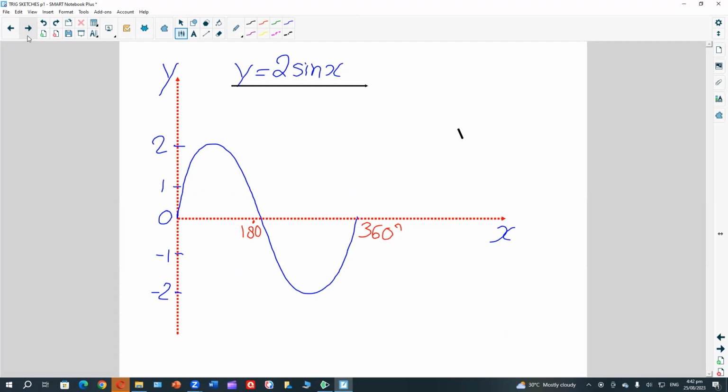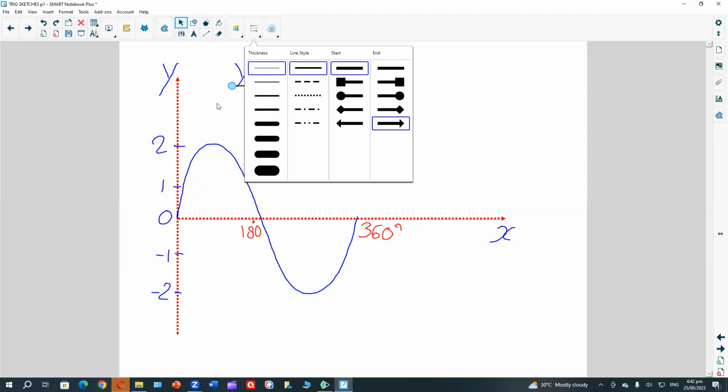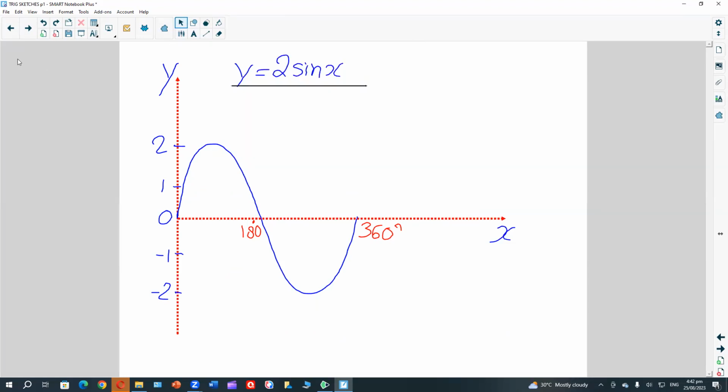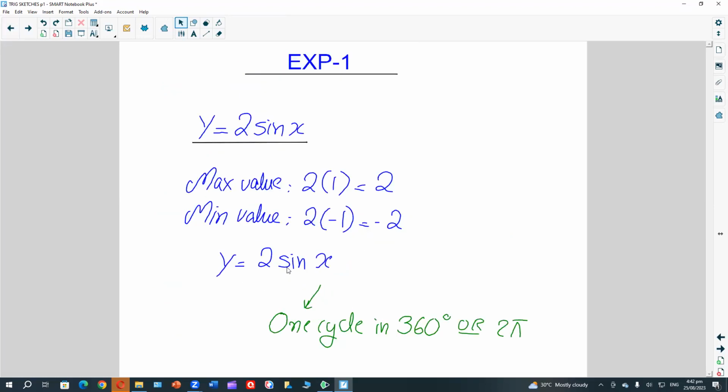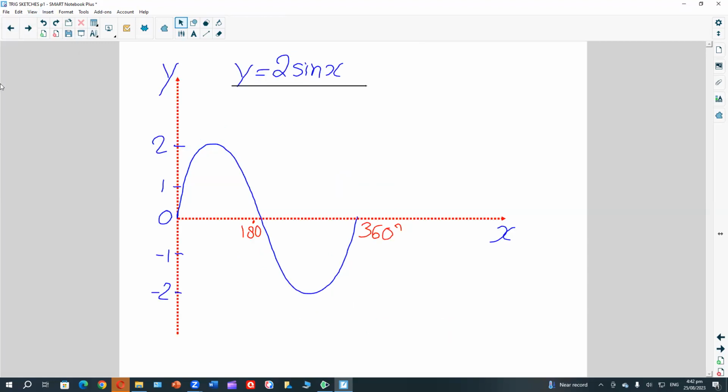In the paper, he will be asking you to draw sketches without graph paper. So I will be telling you separately minimum, maximum, amplitude, and you have to practice with neat lines. After copying this, note the last line. Y is equal to 2 sin x. It means it has one cycle in the domain of 360. Now you have to copy this screen.